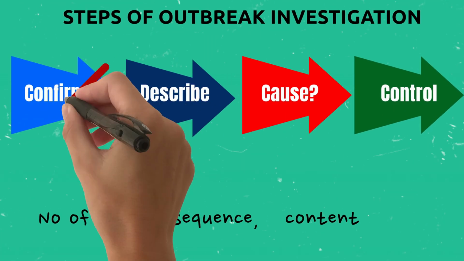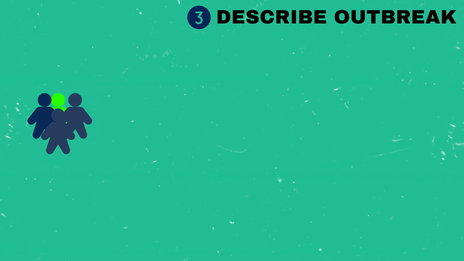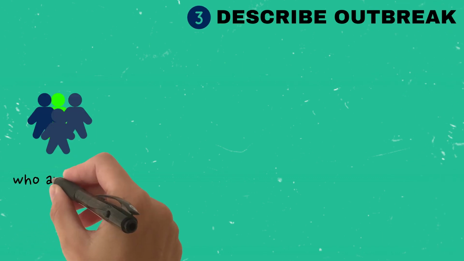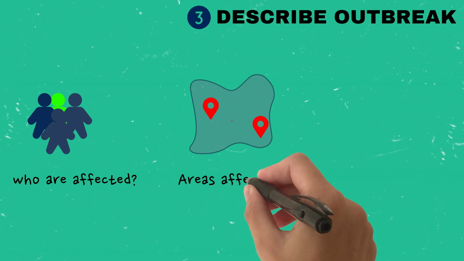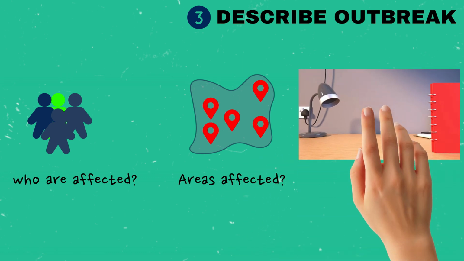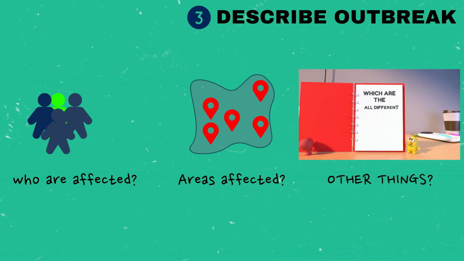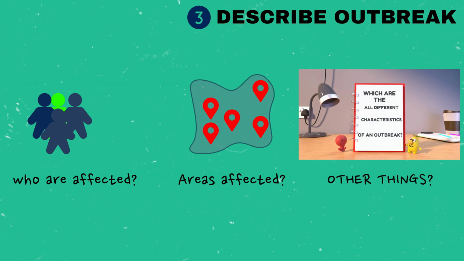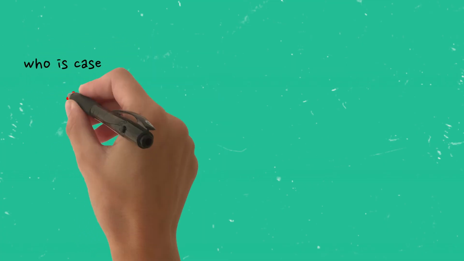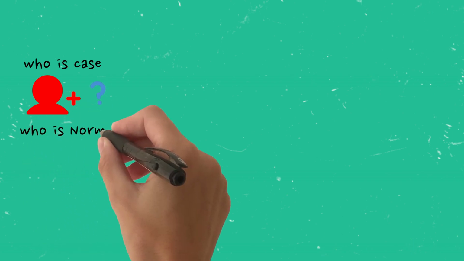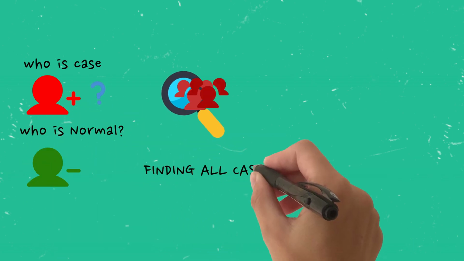Once the outbreak has been confirmed, the next step is to describe the outbreak. By describing the outbreak, we get to know who is affected, which areas are affected, and other characteristics of an outbreak. Let's take a closer look. To begin describing the outbreak, we need to figure out who should be considered a case and who not, so that we can find them all and start describing.